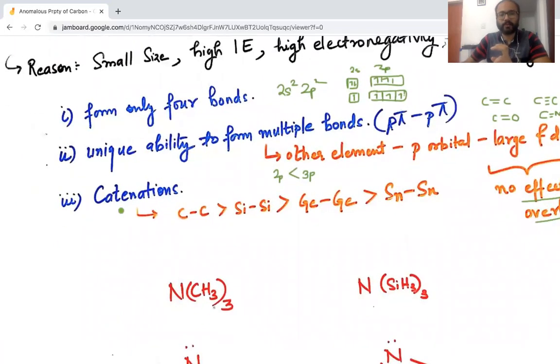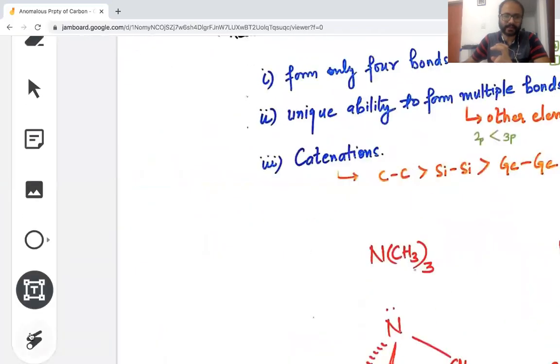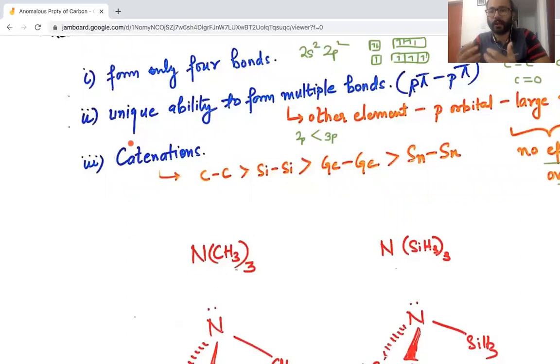Another very important property that these elements show is called catenation. Catenation is the property by which carbon can form long chains. So you have come across alkanes. You have not just methane, you have ethane, propane, butane, pentane, hexane, heptane, nonane, decane, dodecane, and a lot of them. It's because of the formation of long chains.